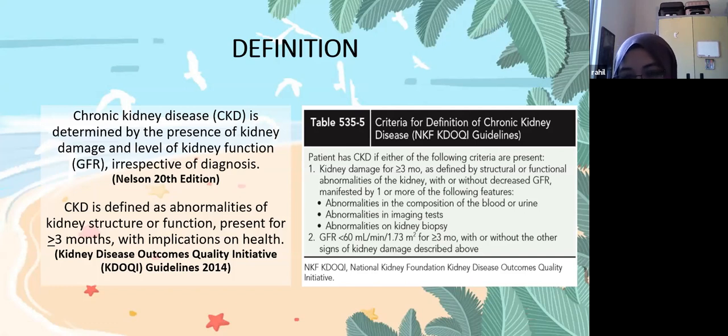So from this table, we can see that the patient will be diagnosed as CKD when they have kidney damage for 3 or more months, either by structural or functional abnormalities with or without decrease in GFR, or they have GFR less than 60 mL per minute per 1.73 meter squared for 3 or more months with or without the signs of kidney damage. However, the prevalence of CKD in the pediatric population is around 18 per 1 million.